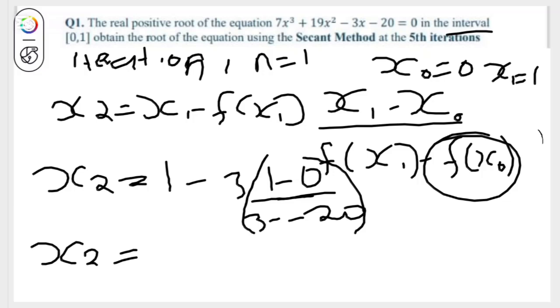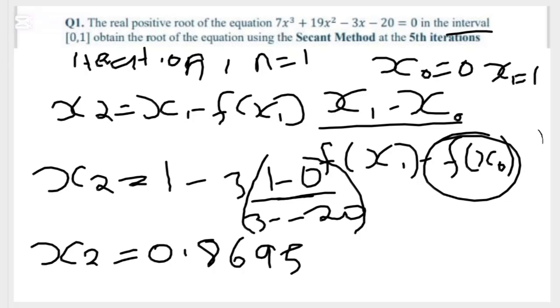So therefore at the end I have 0.86956. This is the value of x2.